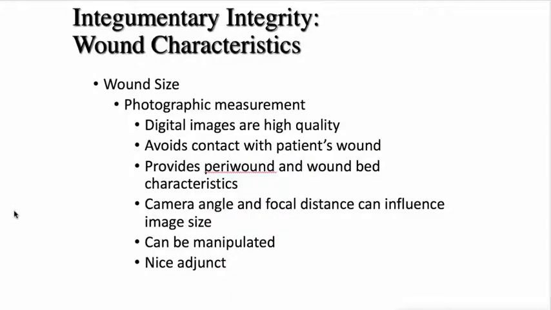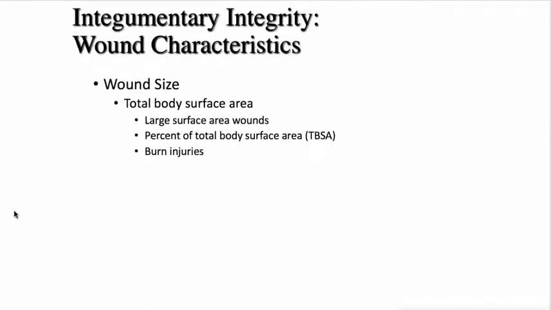Integumentary integrity, wound characteristics. You could take a photograph. We have really good digital photography now, and you don't have to contact the patient's wound, so that's good, and it really does give a nice look at the peri-wound, wound bed, and characteristics. But the camera angle and distance can really influence the image size, and it can be manipulated. So this is a nice adjunct perhaps to a tracing.